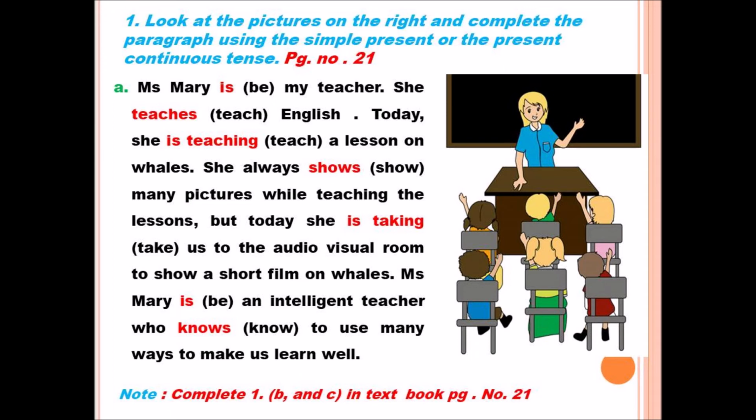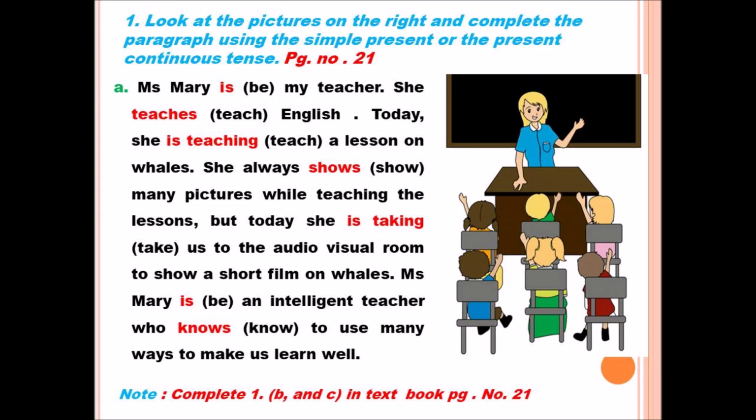She always shows. So, "always" is the keyword for simple present. Why have we used "es" here? Because it refers to she. For he, she, it, we use "es" along with the verb. So, we have used "shows many pictures while teaching the lessons."